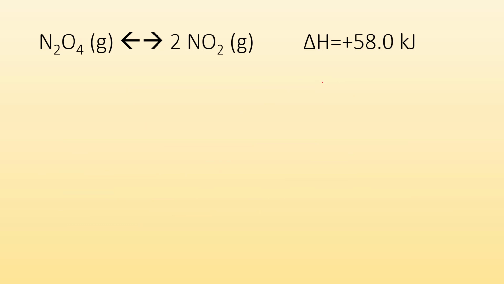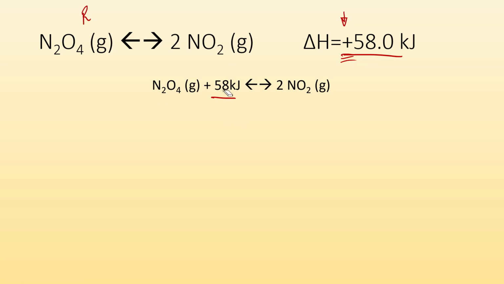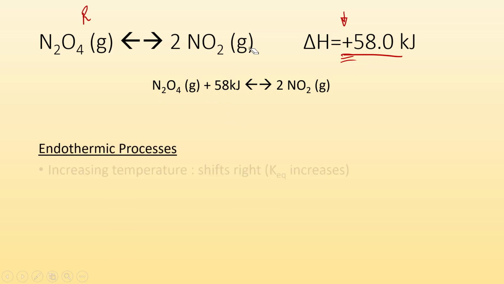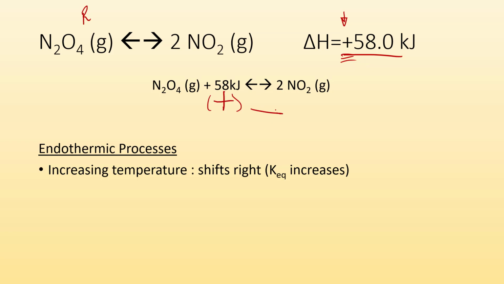So here I have an endothermic reaction. I've got a positive delta H. So that tells me this heat has to go on the reactant side because it's being absorbed. So I rewrite it. Same equation, just with the heat written on the reactant side. So we said increasing the temperature for endothermic processes shifts it to the right. Basically, if we increase the temperature, we've added more heat, so it's going to shift away, right? If we add, we shift away.